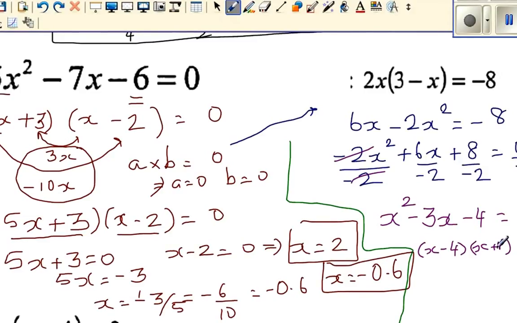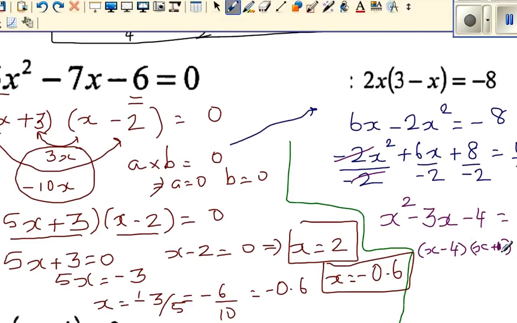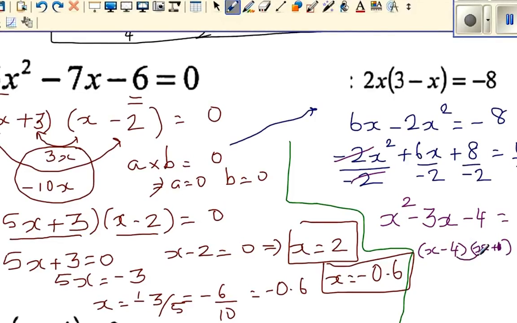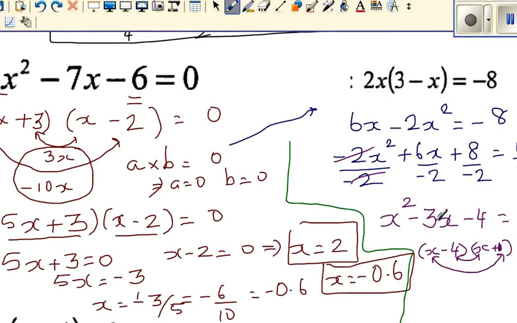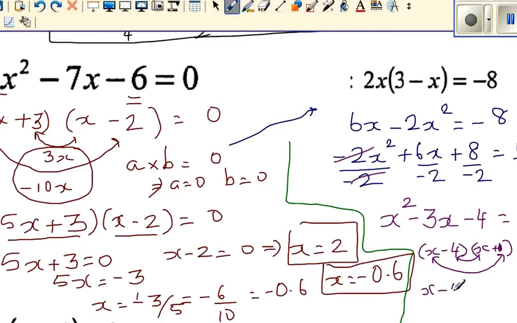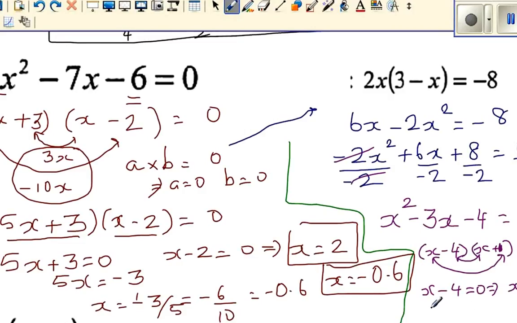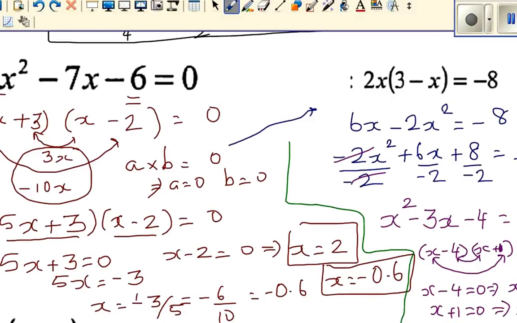You should always check whether it makes sense or not. x times x gives you x squared, minus 4 times 1 gives you minus 4. Now if you multiply this 2, that will give you minus 4x, and if you multiply this 2, that will give you plus x. So minus 4x plus x does give you minus 3x. So now if you set this equal to 0, if x minus 4 is equal to 0, you can say x is equal to 4, and if x plus 1 is 0, you can say x is negative 1.